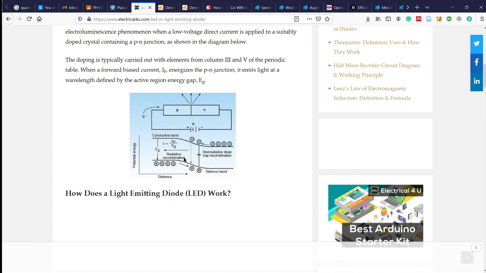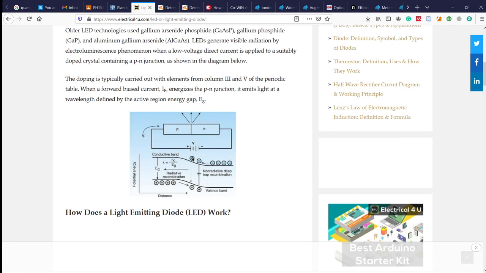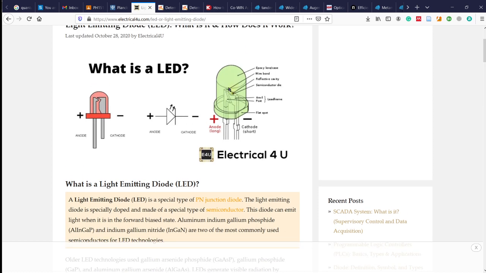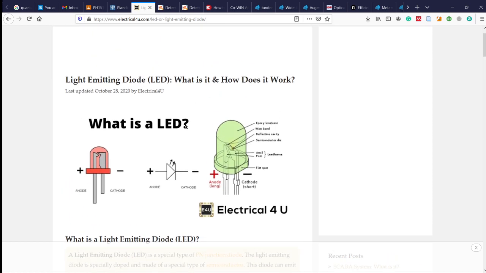This hole and electron recombine and give rise to light, and as we see in the case of the light emitting diode, light is coming out. So this is all about how the LED actually glows. When we give the forward bias to the LED, we find the light is coming out of this LED.